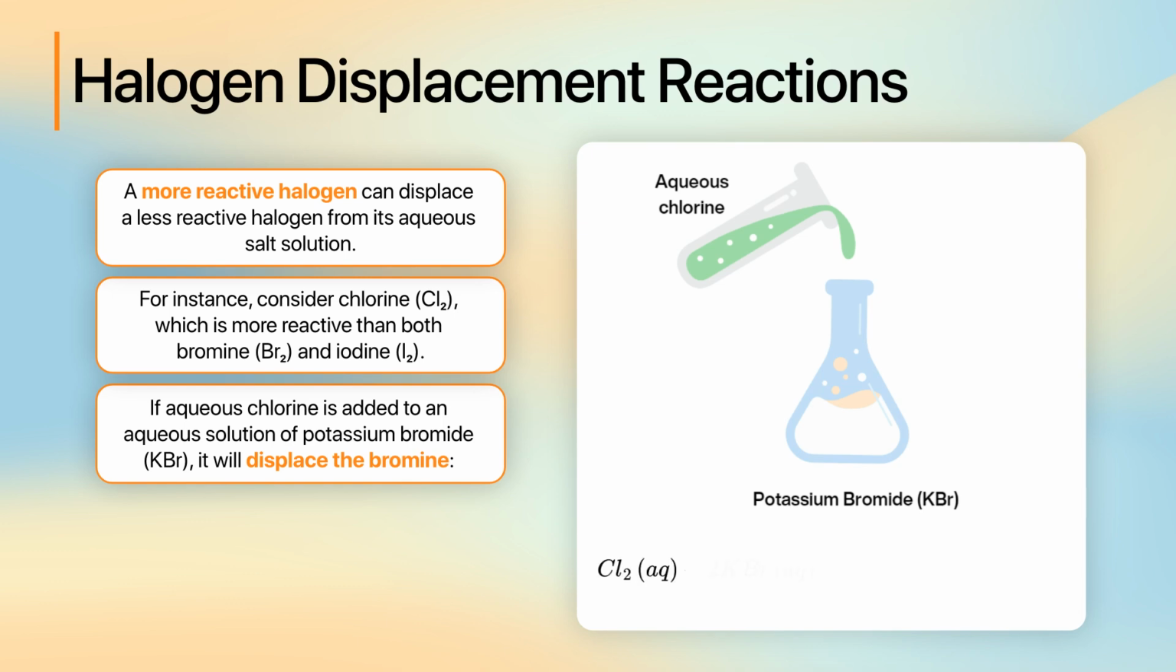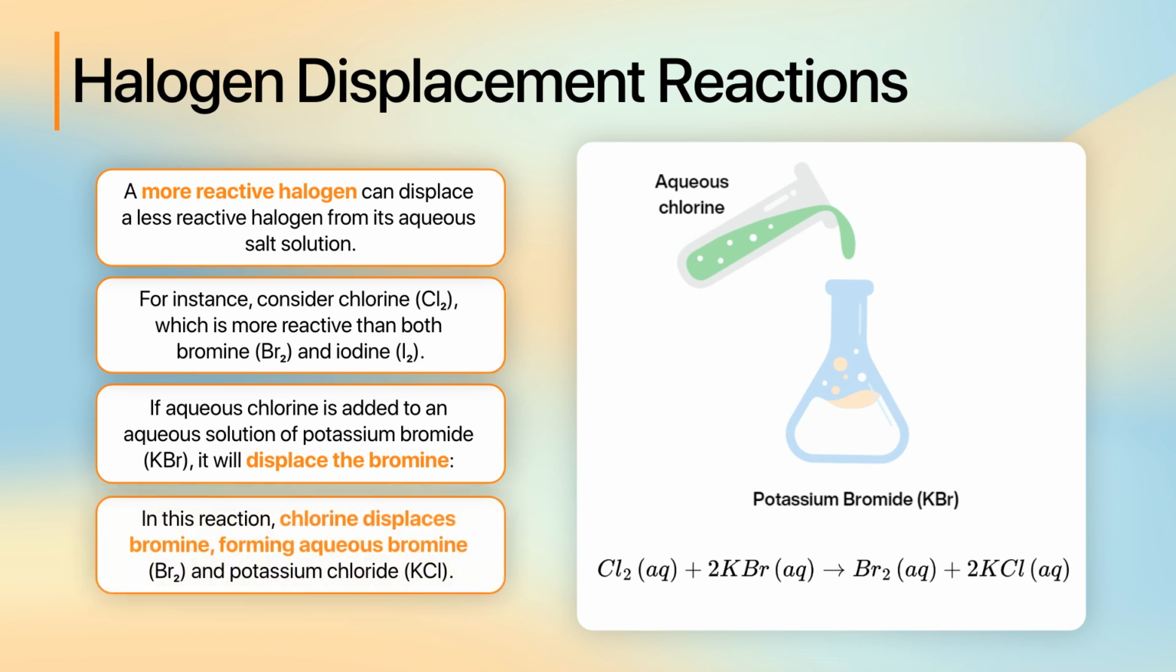Cl2 aqueous plus 2KBr aqueous produces Br2 aqueous plus 2KCl aqueous. In this reaction, chlorine displaces bromine, forming aqueous bromine, Br2, and potassium chloride, KCl.